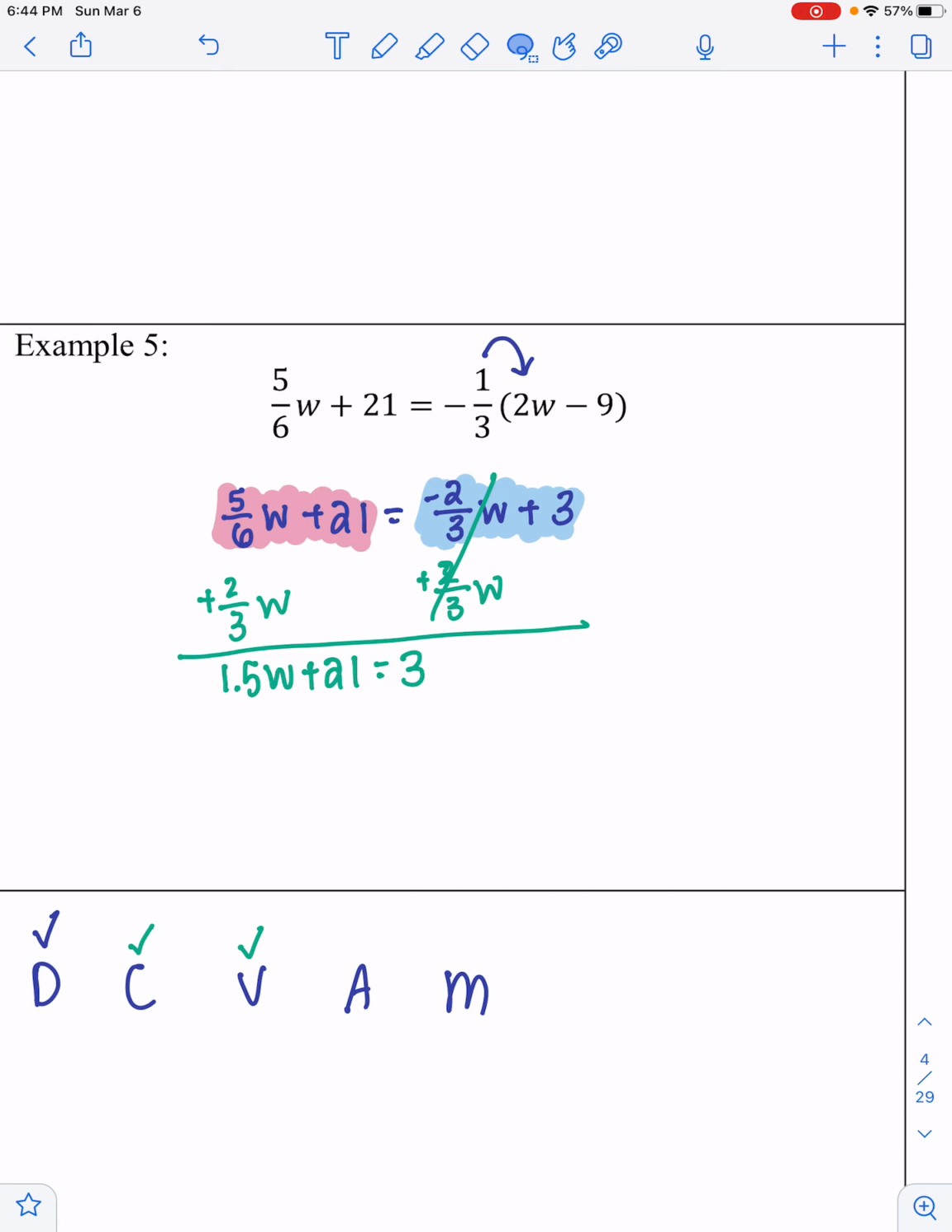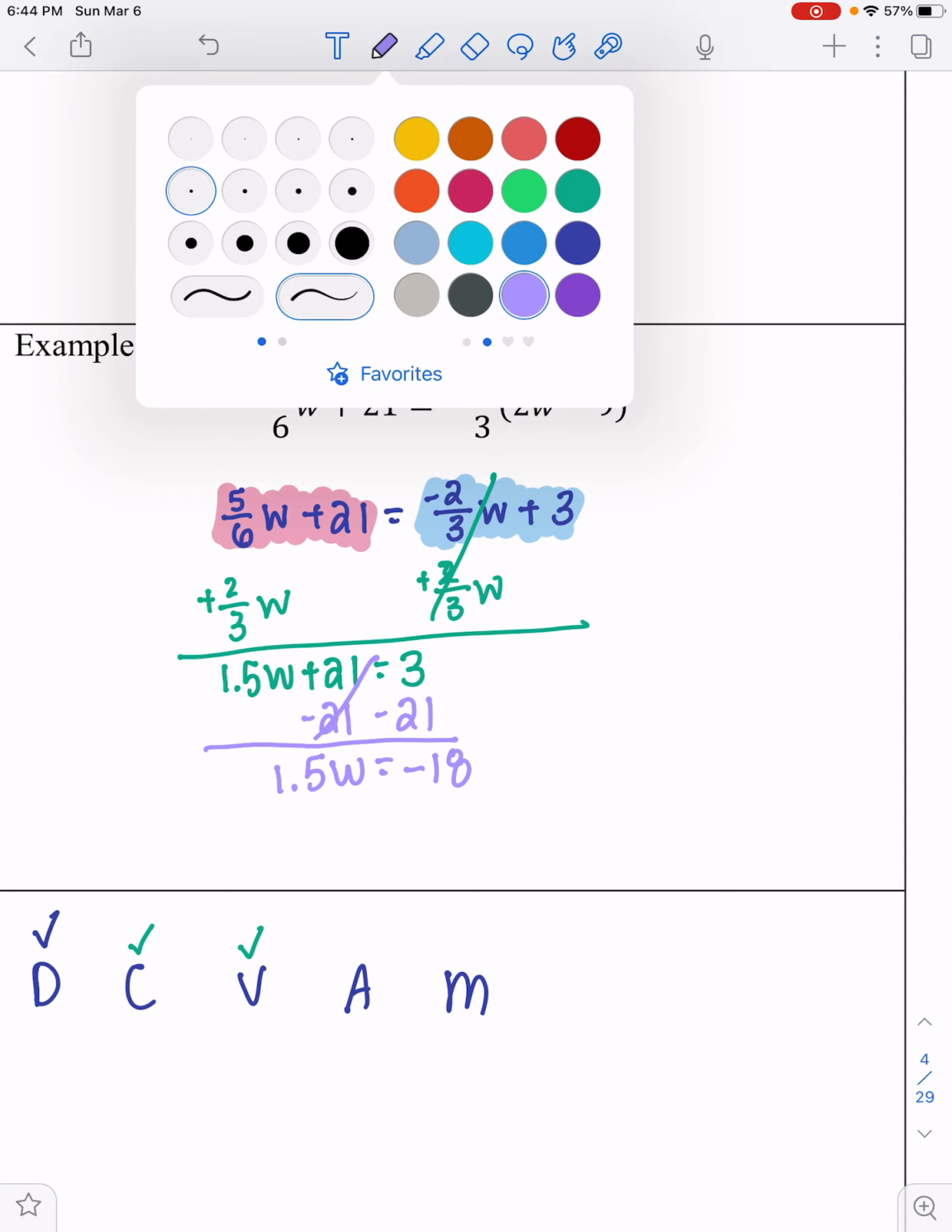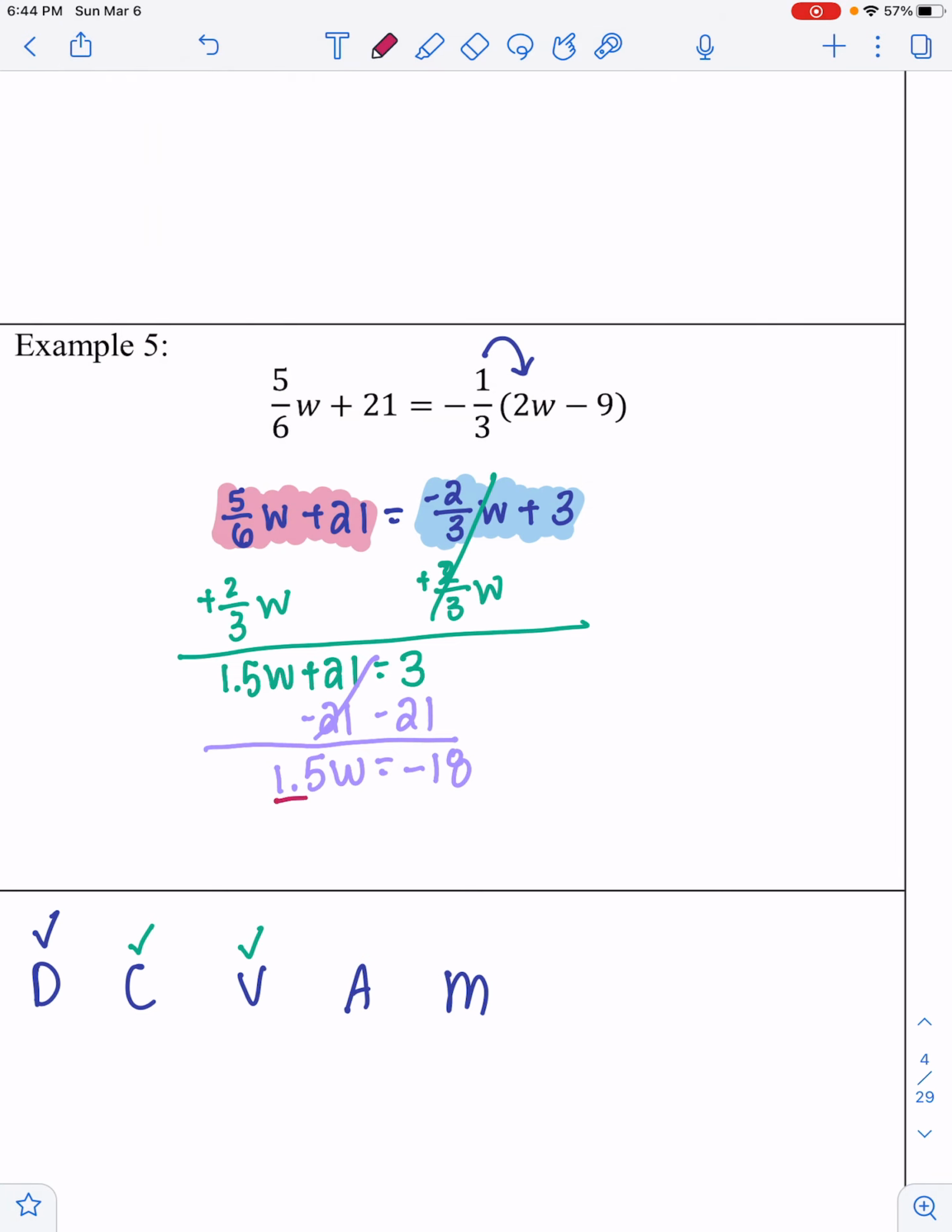Next, we want to add or subtract our constant. So in this case, we have a 21. I'll subtract 21 from both sides. I get 1.5w equals negative 18. And then last but not least, we are going to divide by 1.5, divide by our coefficient. You can use your calculator, but I know we're going to end up getting negative 12.